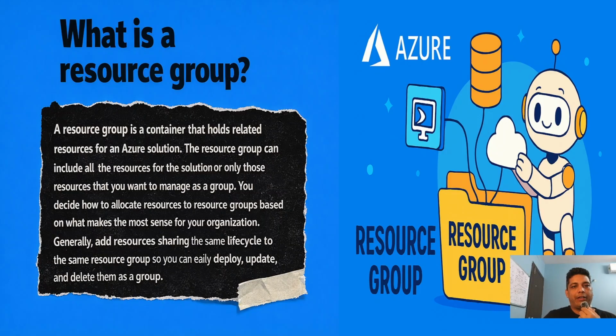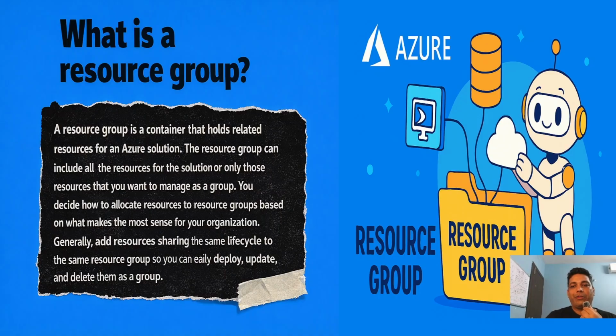A resource group is a container that holds related resources for an Azure solution. The resource group can include all the resources for this solution or only those resources that you want to manage as a group. You decide how to allocate resources to resource groups based on what makes the most sense for your organization. Generally, add resources sharing the same life cycle to the same resource group so you can easily deploy, update, and delete them as a group.